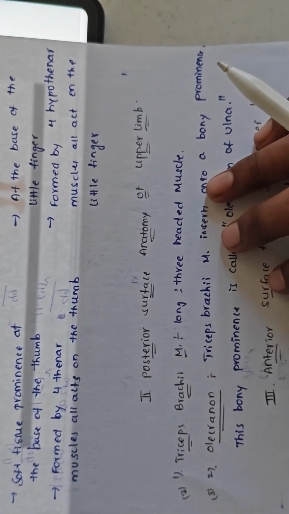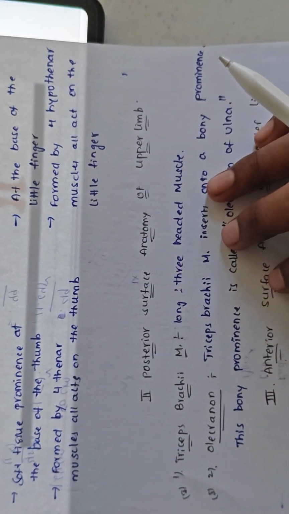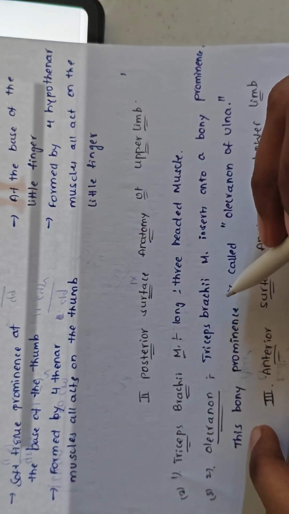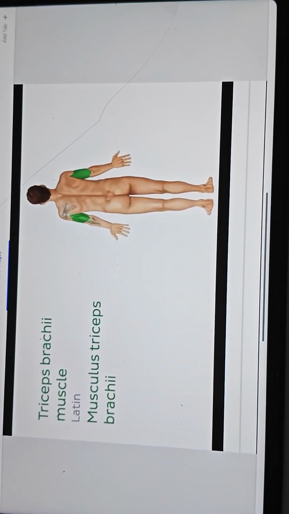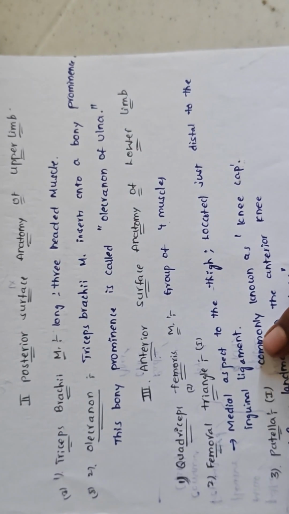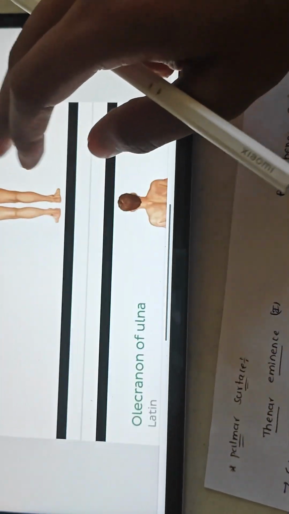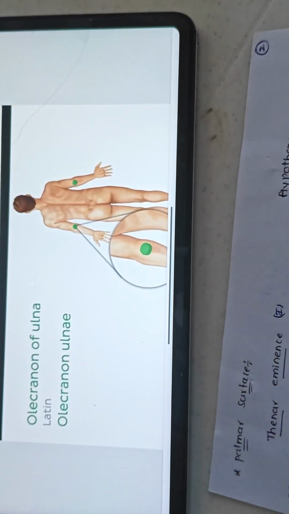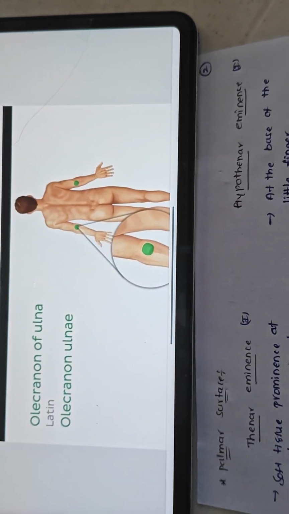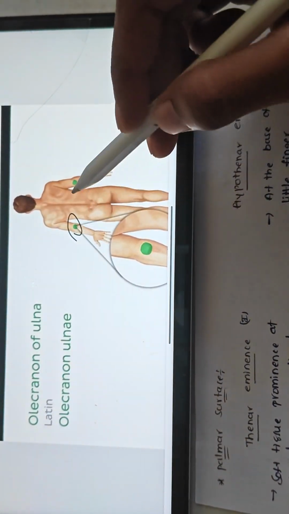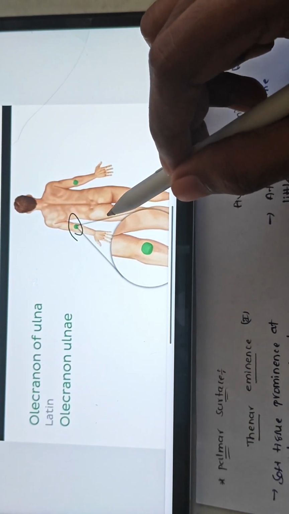Now let's go to the posterior surface anatomy of upper limb. First we have the triceps brachii muscle, which is a long three-headed muscle. This one is the triceps brachii muscle. Our next landmark is olecranon. This one is the olecranon of ulna. The triceps brachii muscle inserts on a bony prominence. This bony prominence is called olecranon of ulna.